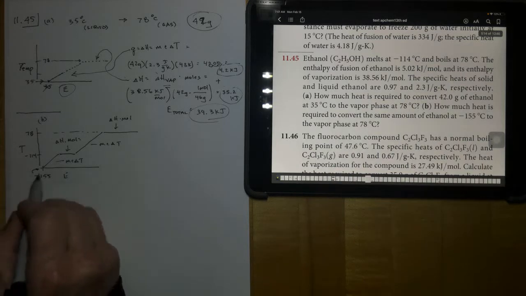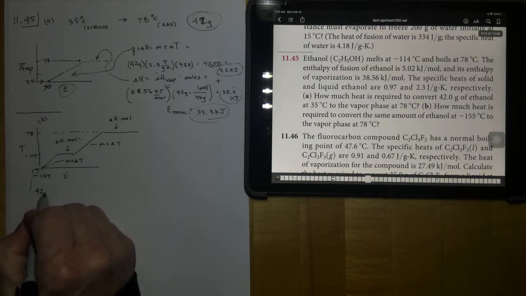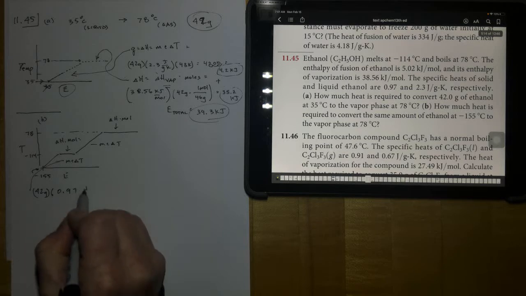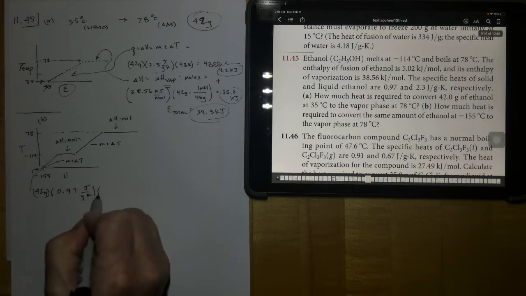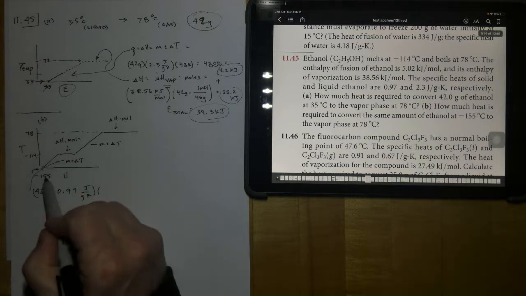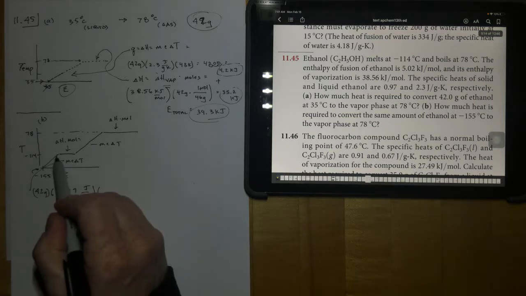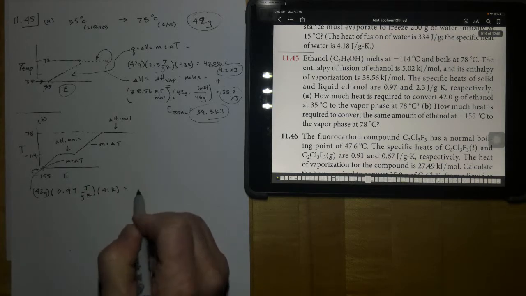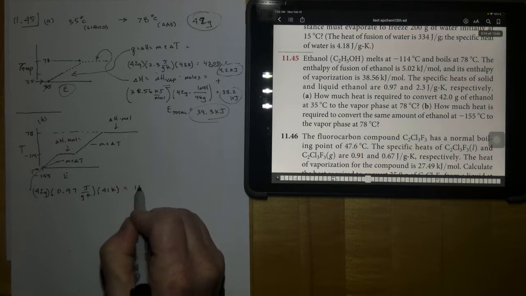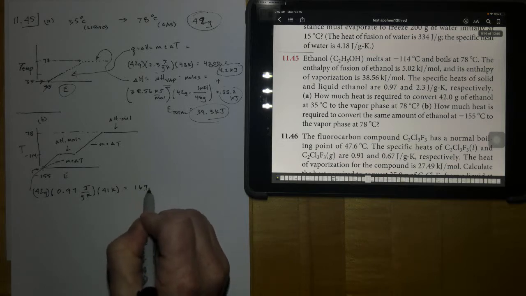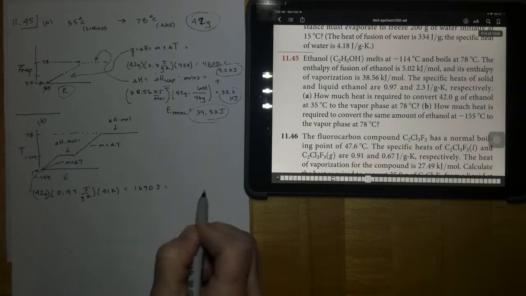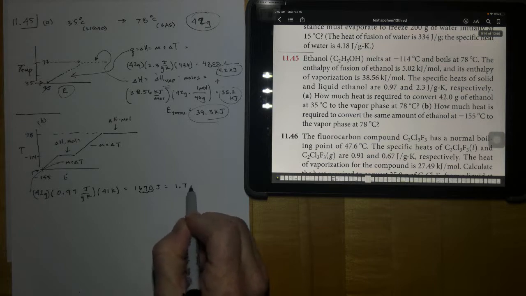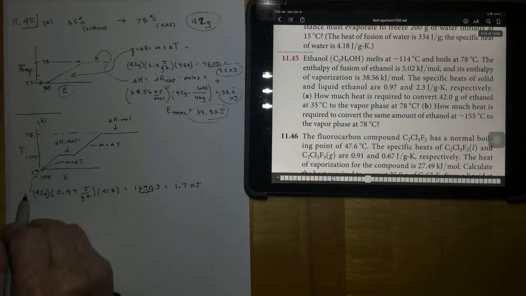So first of all, this one, 42 grams, m, times c, our specific heat capacity of solid, which is 0.97 joules per gram Kelvin, and then we change it from negative 155 to negative 114, which is a change of 41 Kelvin. And then we end up with 1,670, which is in joules, but we want it in kilojoules. So let's round it, 1.7 kJ to 2 sig figs. So that's the first one.